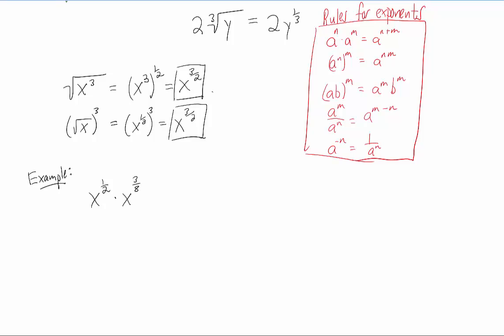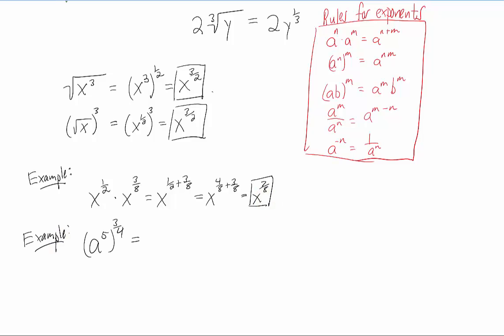What if we had x to the 1/2 power times x to the 3/8 power? Well, the rule says that if you're multiplying similar bases with two different powers, you just add the powers together. And it just becomes a problem where you have to add a couple of fractions. You find a common denominator by multiplying the first fraction by 4/4. In other words, we've rewritten 1/2 as 4/8. Now that we have a common denominator, we can add the numerators, and we get ourselves an answer of x to the 7/8 power.